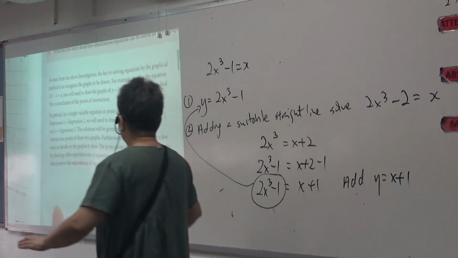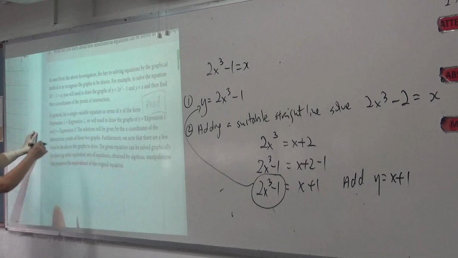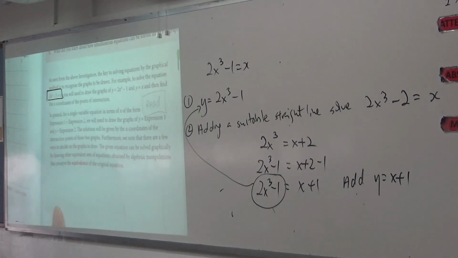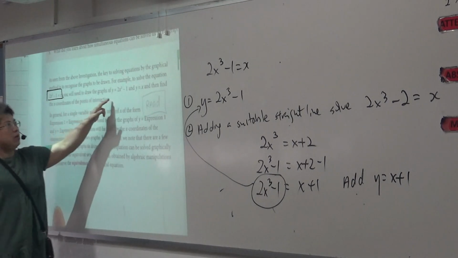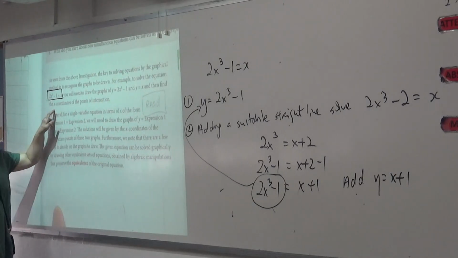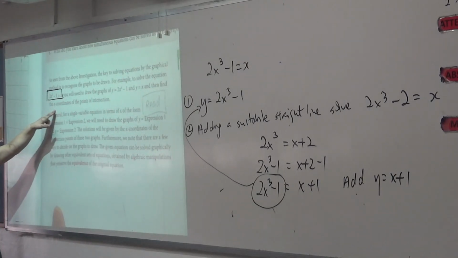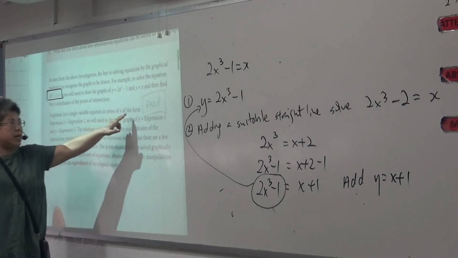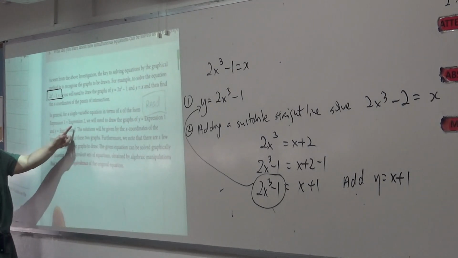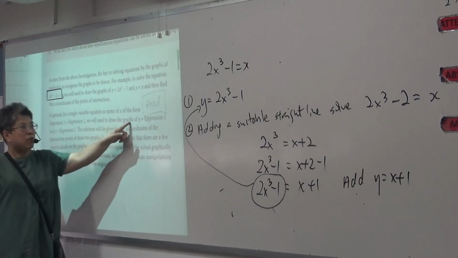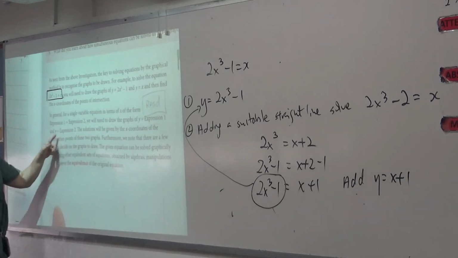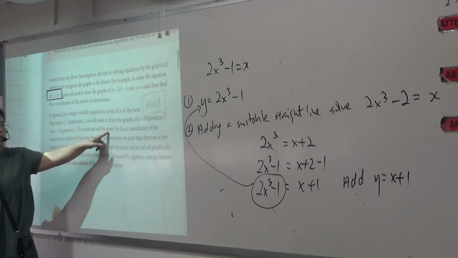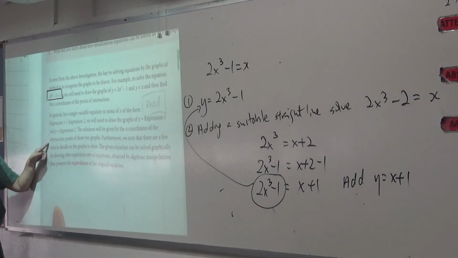Okay, now we continue to read. Can you look at this one? You will need to draw y equals to this and y equals to 6, and then find the x coordinates of the points of intersection. Can you see it's exactly what I've written on the bottom? Now look at the second paragraph. In general, for a single variable equation in x of the form expression 1 equal to expression 2, we need to draw graph y equal to expression 1 and y equal to expression 2. The solutions will be given by the x coordinates of the intersections.